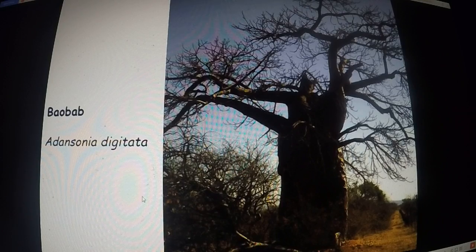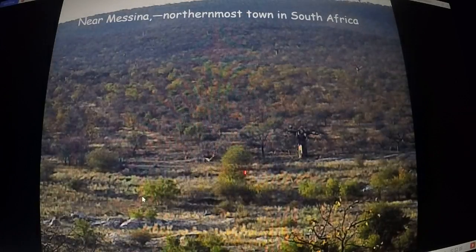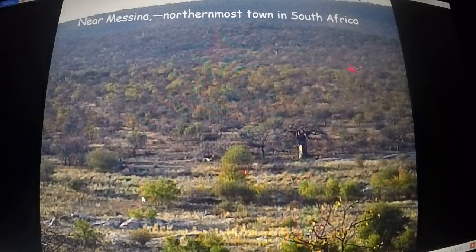Kruger Park has the southernmost baobab tree, and then they get going. They work up into northern South Africa into Zimbabwe. You can see the trees, how they stick up above everything else.